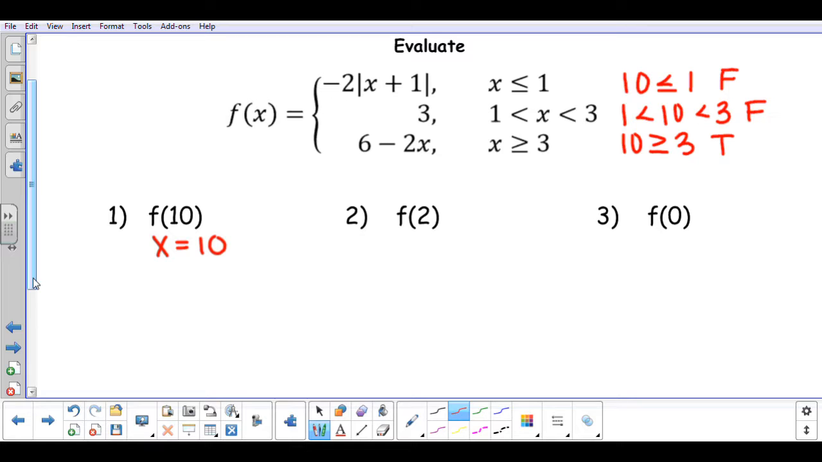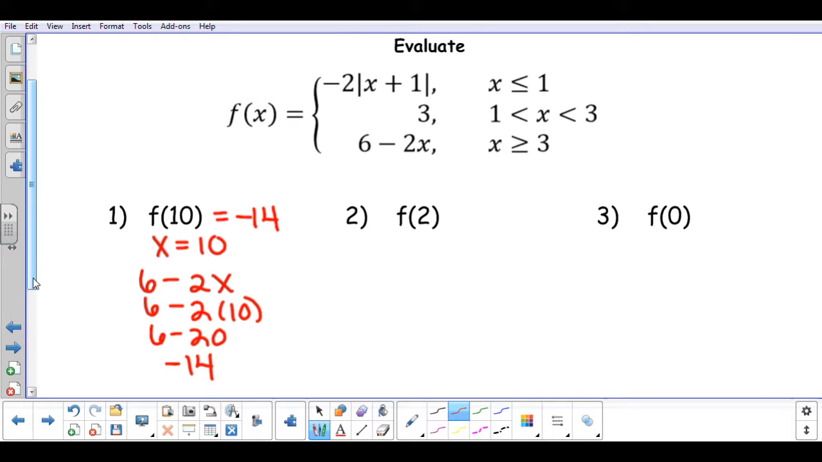So I'm going to take my 10 and I'm going to plug it into only this last equation. So I'm going to use 6 subtract 2x. To find the value for our function, I'm just going to replace the x variable with the 10 that it has asked me to. So I'm going to have 6 subtract 2 times 10. I can multiply the -2 and 10 to give me a -20. So 6 minus 20 will give me a -14. So our value here is -14.